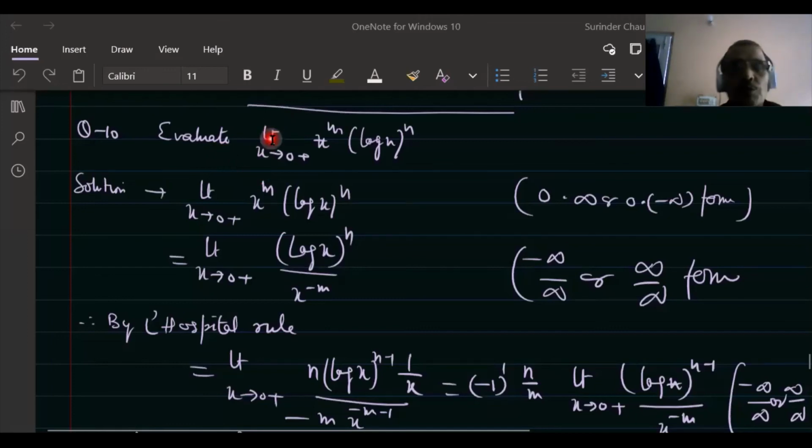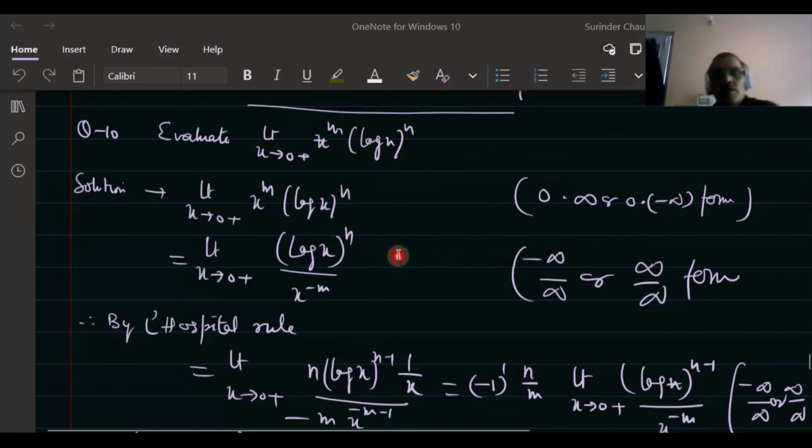Evaluate the limit as x goes to 0 from the positive side of x to the power m into log of x to the power n. Take the left hand side, the limit as x goes to 0 of x to the power m into log of x to the power n. If you put x equal to 0 here, we get 0 into infinity form, or 0 into minus infinity form. So in order to evaluate this limit, you have to convert it into 0 by 0 or infinity by infinity form.